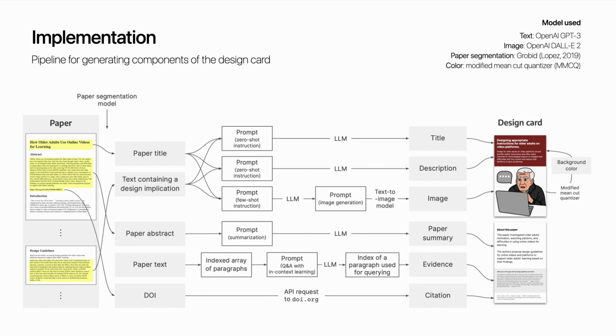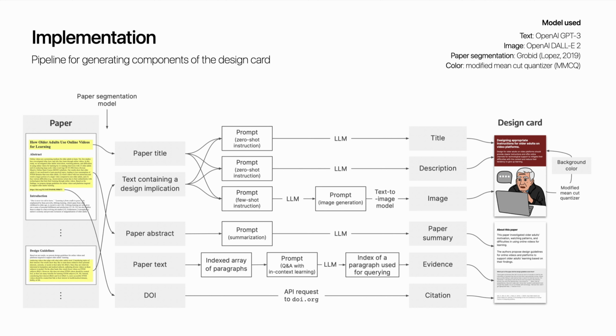So here's the pipeline for implementing our system. First, we utilized a machine learning-based segmentation model to segment the paper PDF. Once segmented, the system proceeds to extract paper components such as the paper title, abstract, and DOI. Meanwhile, it awaits user selection for the paragraph from which design cards are to be generated.